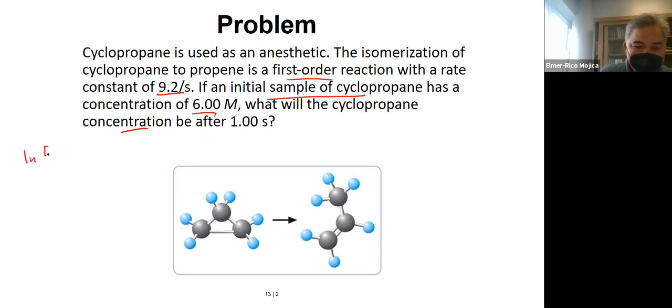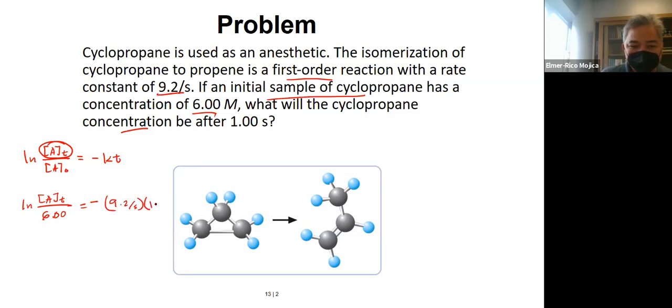So this is just what? Ln of A(t) over initial A equals negative kt. So what's the one being asked? The one being asked is the concentration after some time. So you can put the Ln of A divided by what? 6 molar, am I right? And this is negative. So what is k? 9.2 per second. And you have 1 second. So if you have that, that will be a negative 9.2, right? Do you follow?